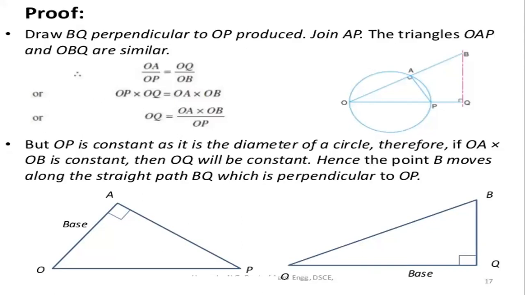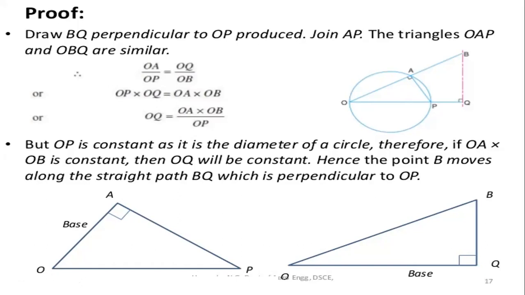So draw a line BQ perpendicular to OP. OP is the diameter of the circle, and we are extending the OP line to form a point Q, and we are joining the points B and Q through a straight line which is perpendicular to the OP line. Then join AP. So OA is the chord and OP is the diameter, in which it forms three points, that is O, A and B. So OA is the chord, OP is the diameter, and we are joining the points A and B, which is at a right angled position.